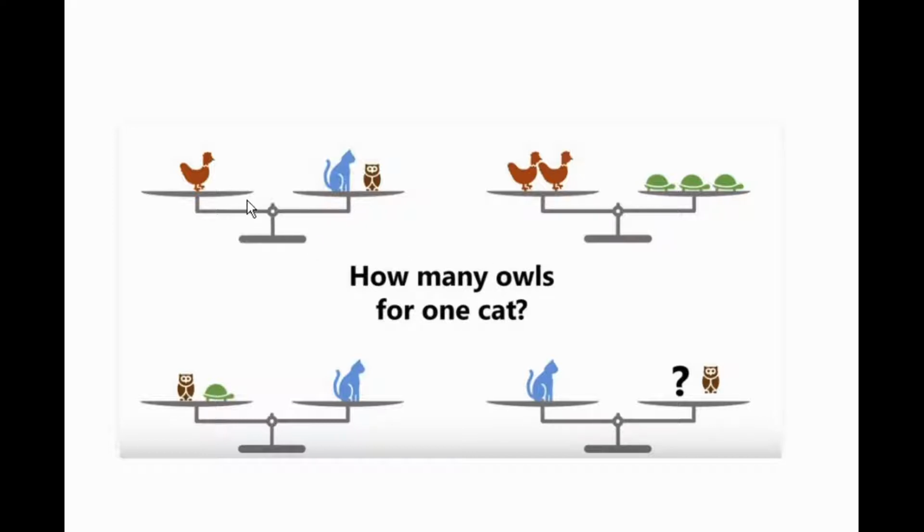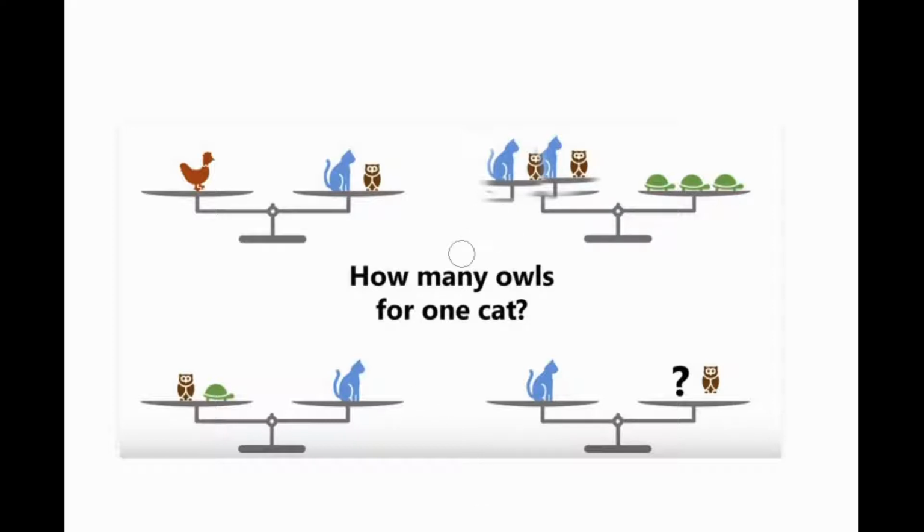So if I know that a chicken is equal to a cat and an owl, I can say, right, well, let's replace that chicken with a cat and an owl, and let's replace this chicken with a cat and an owl. So I know that would balance.